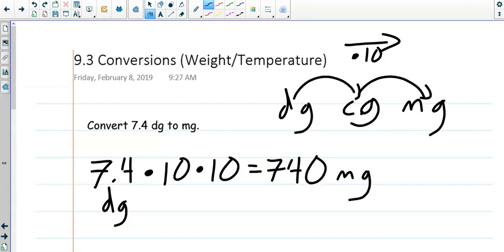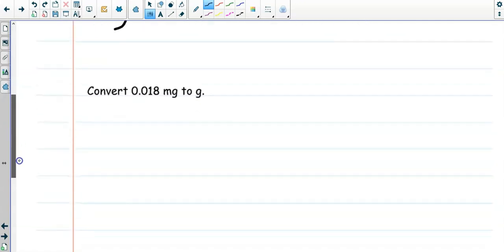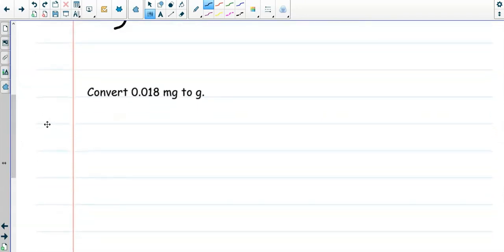Again, metric to metric is really, really easy. All you're doing is multiplying by 10 or dividing by 10. Oh, I have another one right below. So go ahead, give this one a shot. Change it from milligrams to grams. Pause the video.